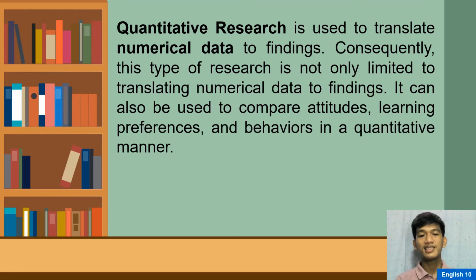Another kind of research is the quantitative research. It is used to translate numerical data to findings. From the word itself, quantitative, it gives us an idea that we're going to deal more with numbers in coming up with the results and findings of our research. Consequently, this type of research is not only limited to translating numerical data to findings. It can also be used to compare attitudes, learning preferences, and behaviors in a quantitative manner. So those are the two common kinds or types of research, quantitative and qualitative research.